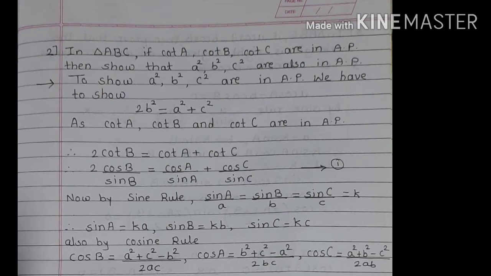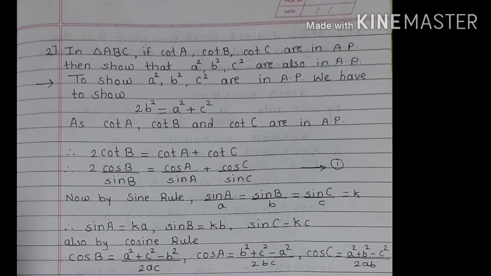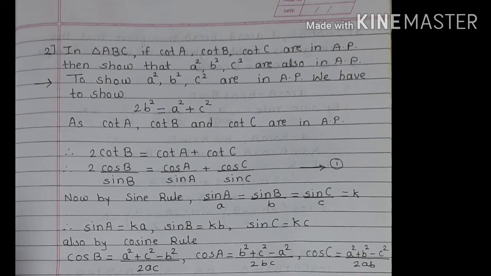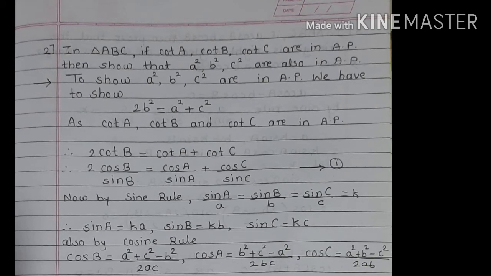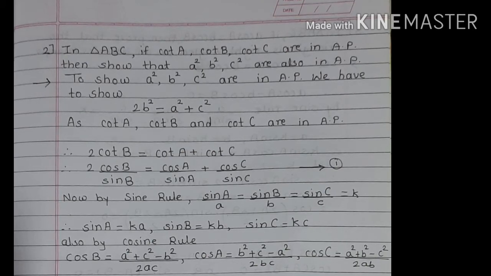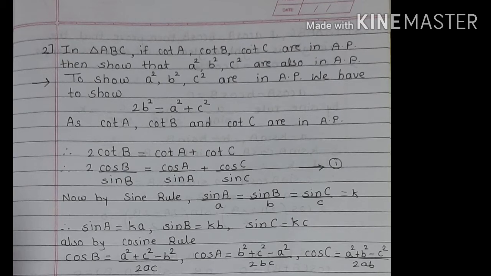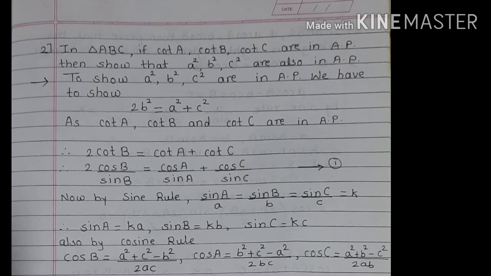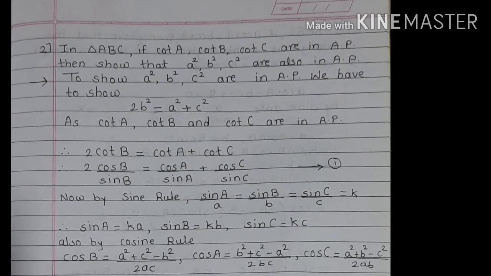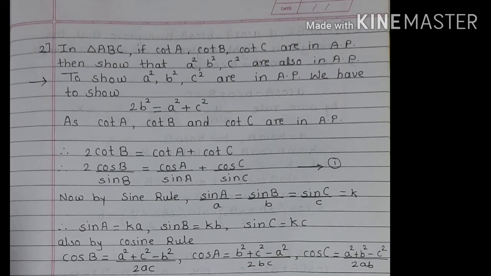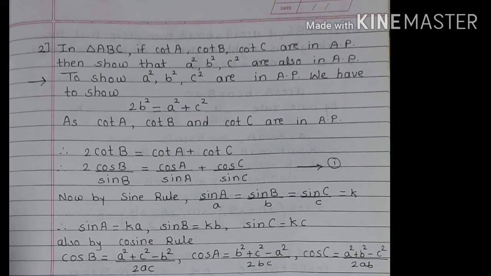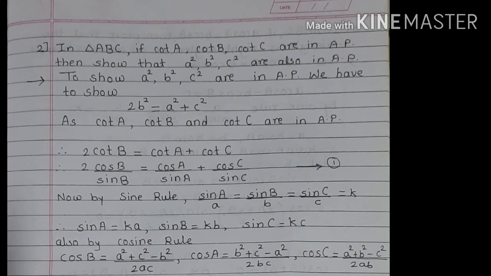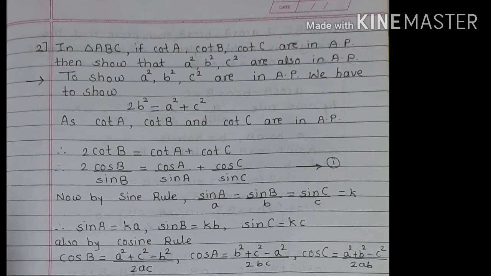Now we are going to use sine rule. Sin A upon small a is equal to sin B upon small b is equal to sin C upon small c is equal to k. Therefore, sin A is equal to ka, sin B is equal to kb and sin C is equal to kc. Also, cosine rule. Therefore, cos B is equal to a square plus c square minus b square upon 2ac. Cos A is equal to b square plus c square minus a square upon 2bc, and cos C is equal to a square plus b square minus c square upon 2ab.